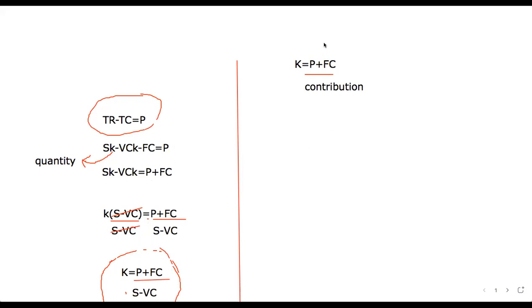So basically, it can also be the profit plus fixed cost all over contribution. Contribution is the selling price minus variable cost. It simply means how much more the selling price is than the variable cost. So if the company can produce and their price will be more than their variable cost, then it is advisable for the company to be producing. So basically, this is where we've got to right now.